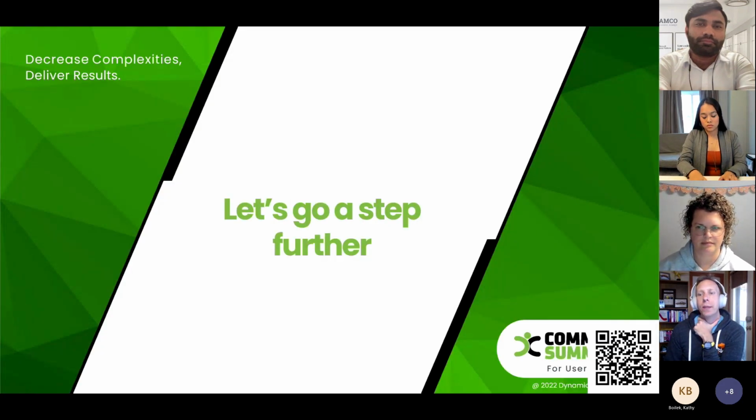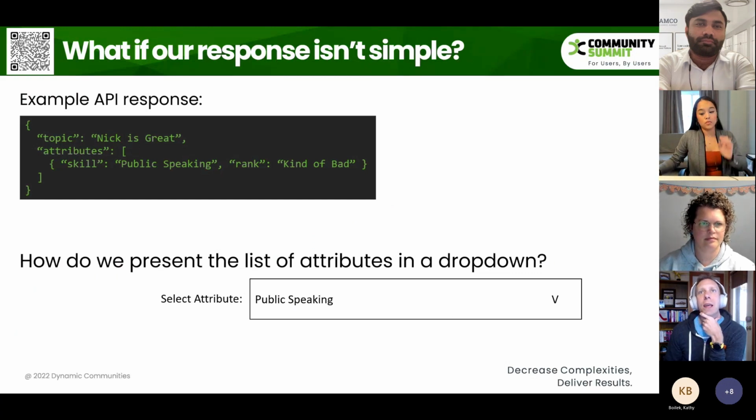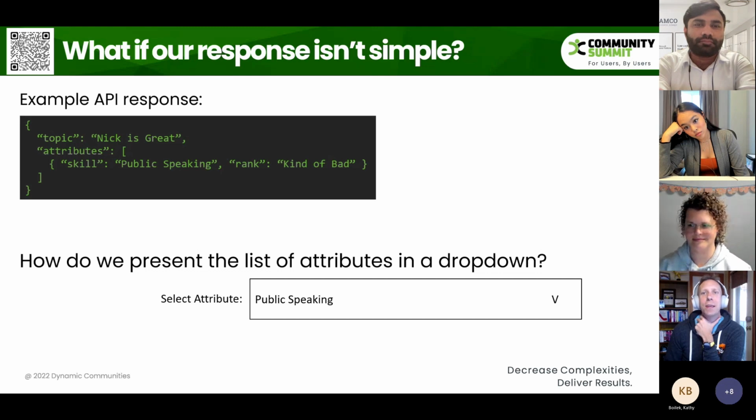So we can take this a step further. I want to get a little further ahead. One of the things we can say is we've got an example API response, and that is saying here's the topic. The attributes is an array kind of deep inside of here. But how do we present the list of attributes in a dropdown? So here we want to say we're going to use the skill as the human readable part, and then for the machine readable part, we're going to use the rank.